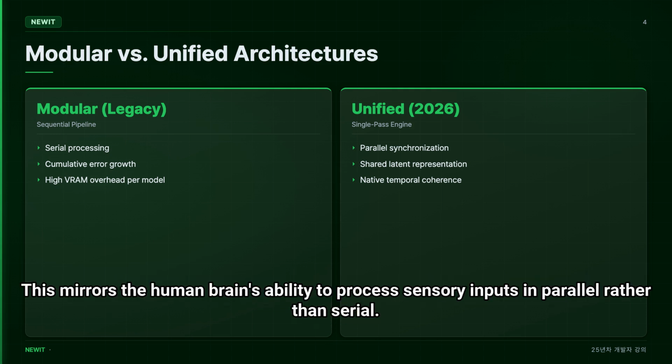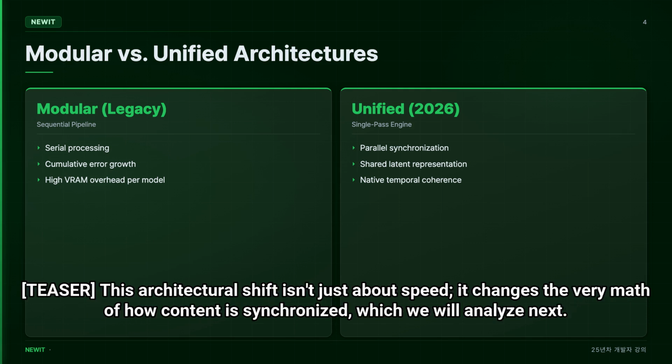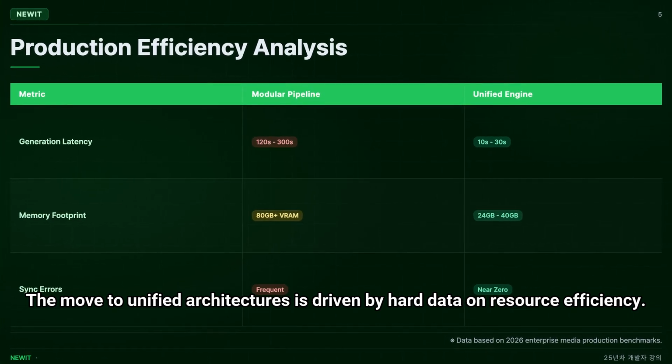This mirrors the human brain's ability to process sensory inputs in parallel rather than serial. We are seeing the rise of transformer-based unified decoders that treat all modalities as a single sequence of interconnected data points. Teaser: this architectural shift isn't just about speed, it changes the very math of how content is synchronized, which we will analyze next.